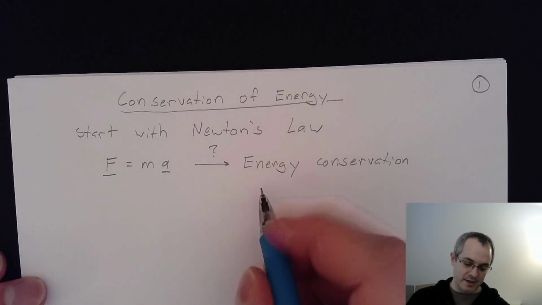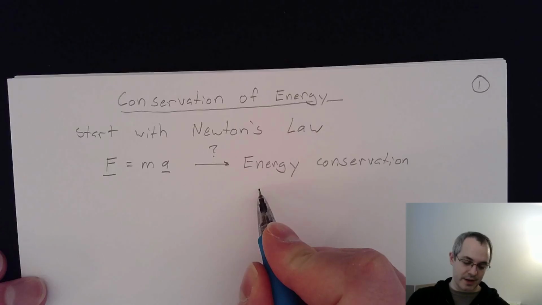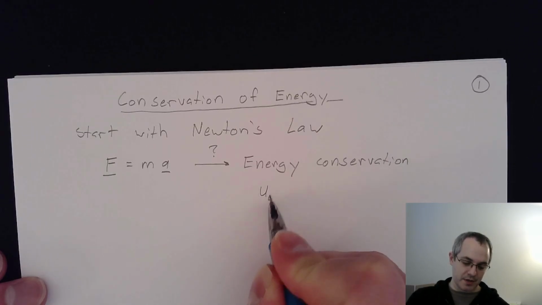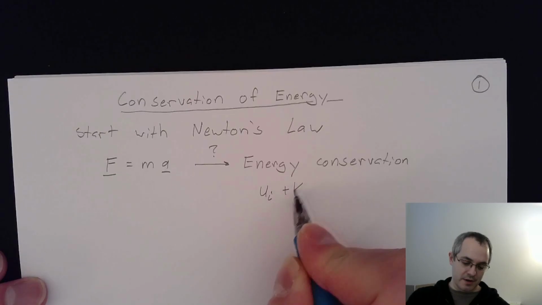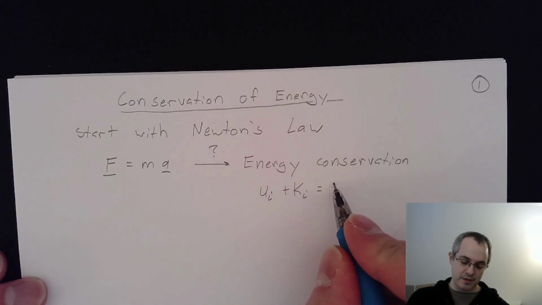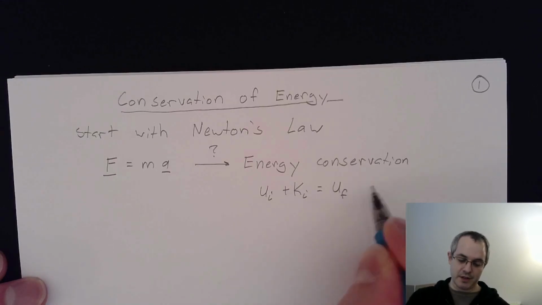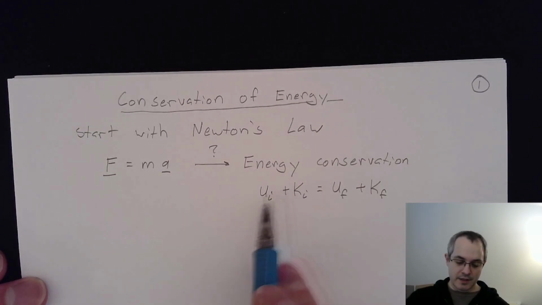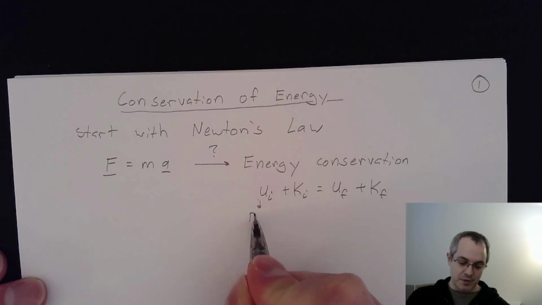And so we would write that down by saying that the initial potential energy plus the initial kinetic energy has to be equal to the final potential energy plus the final kinetic energy. So that's how I'm going to notate these. This is the potential energy.